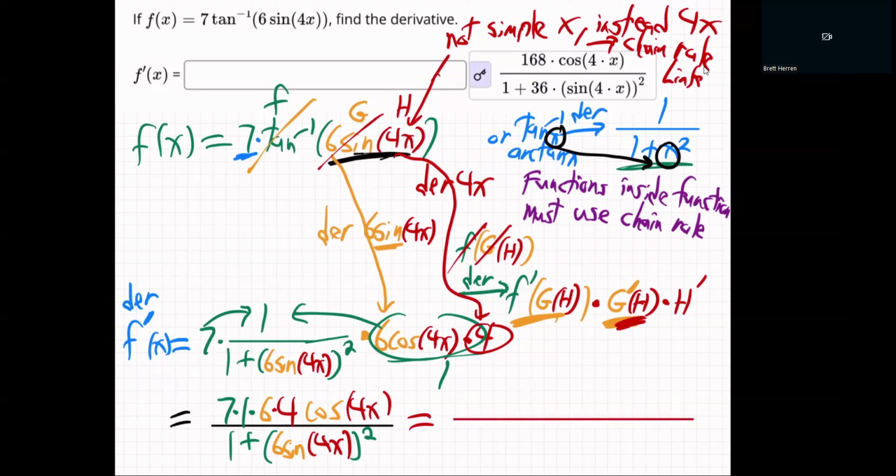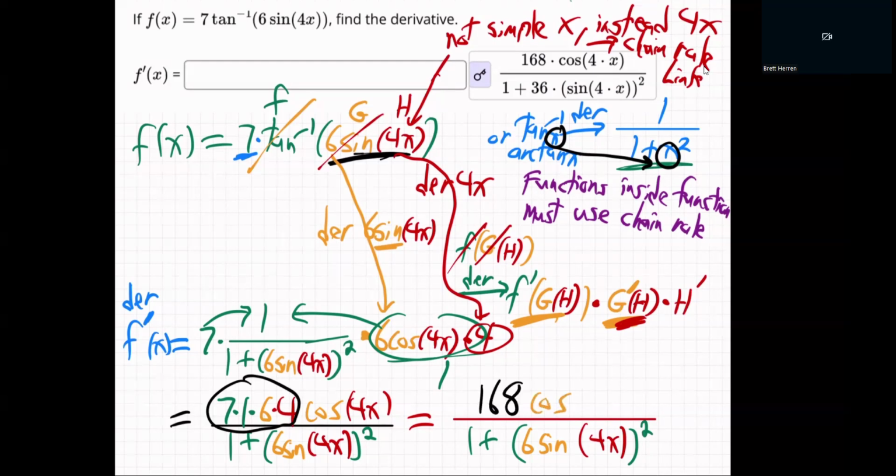We can say, okay, this is 1 plus, again, we're going to come in here and go 6 sine 4x. I guess I overdid the spacing there, trying to get enough. Squared. Okay, and what happens on the top? Well, these guys multiply. 7 times 1 times 6 times 4. I guess that's 168. And then cosine of 4x, and we're done right there.